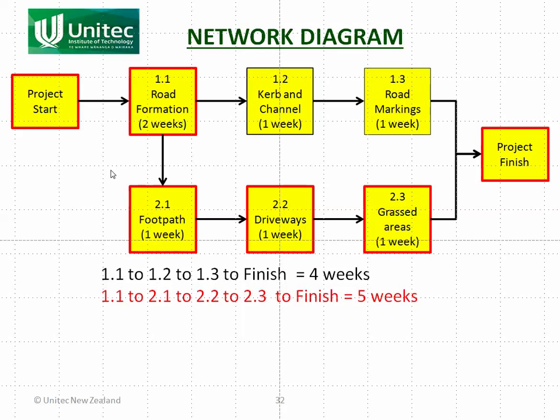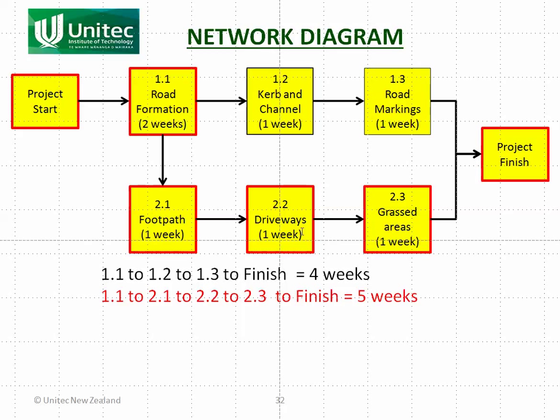Let's look at the way it works. So there's two different paths here. There's project start to 1.1 to 1.2 to 1.3 to the project finish. Or there's project start, 1.1, 2.1, 2.2, 2.3, project finish. So this path is going to take 4 weeks. This path that's shown in red is going to take 5 weeks.